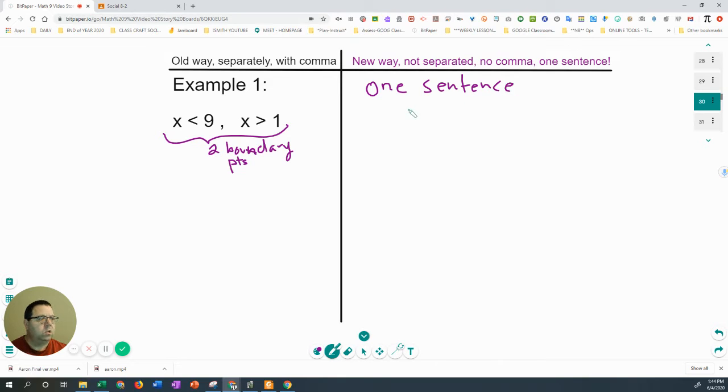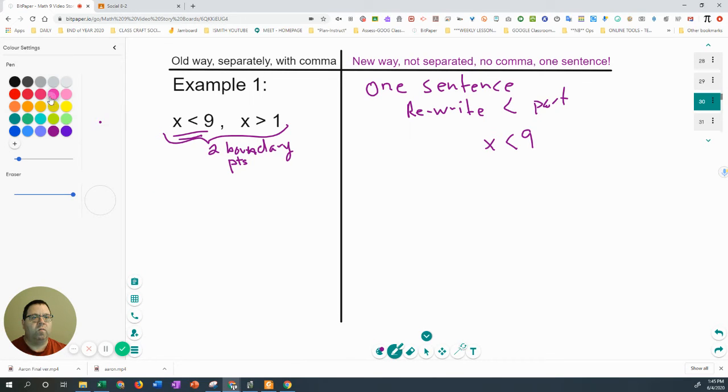First of all, just rewrite the less than part. So here's what I'm saying. Just write x is less than 9. All we did was write x is less than 9. Now over here, let's use green.